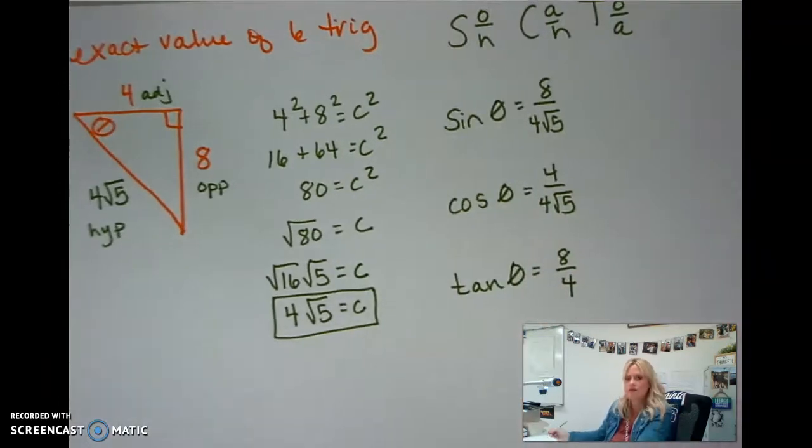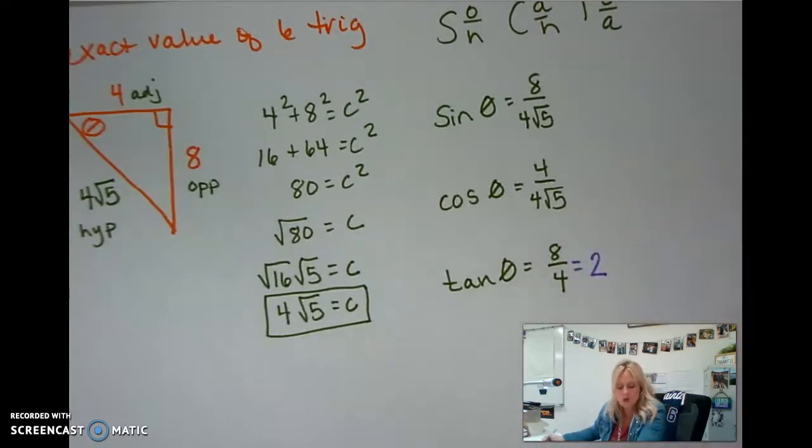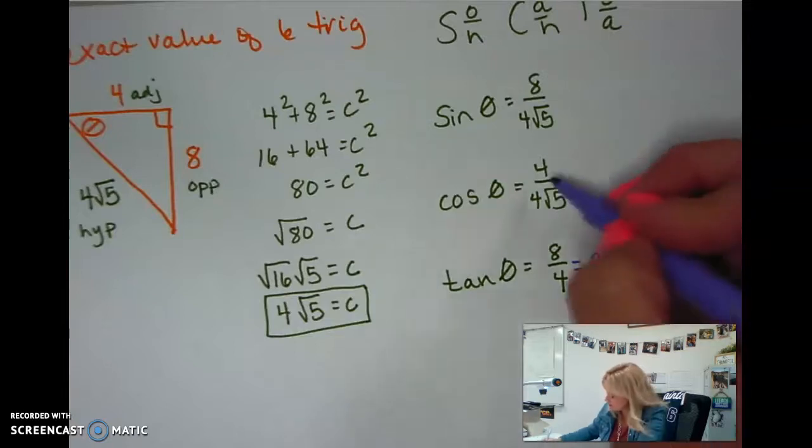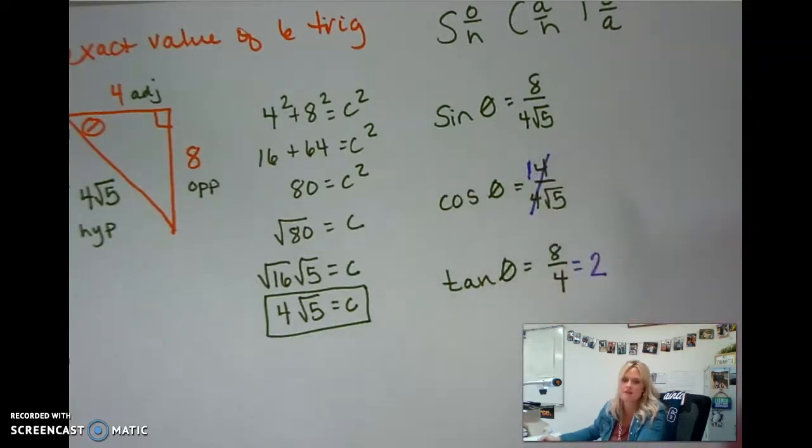Now, before I go on to the other 3, what's wrong with some of these? Well, they have radicals in the bottom, and there can be some simplifying. I'm going to start with tangent, that's the easiest. 8 divided by 4 is 2. Cosine, hopefully you can see 4 divided by 4, because they're both numbers, I can simplify them, is 1 over the square root of 5.